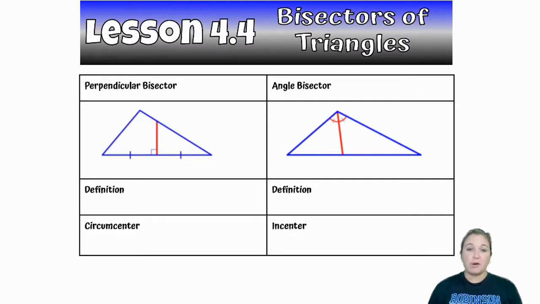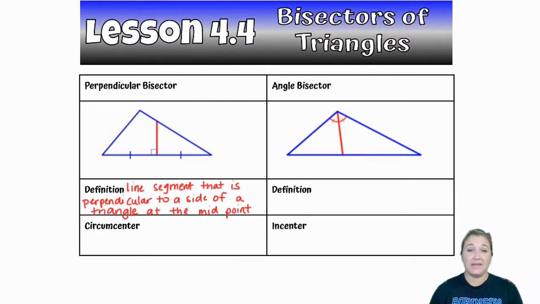So we're going to look at the perpendicular bisector first. By definition, the perpendicular bisector intersects one side of the triangle at a 90-degree angle, obviously perpendicular, and bisector also means it cuts it in half. So it has to be equal distance on both sides of that perpendicular bisector.